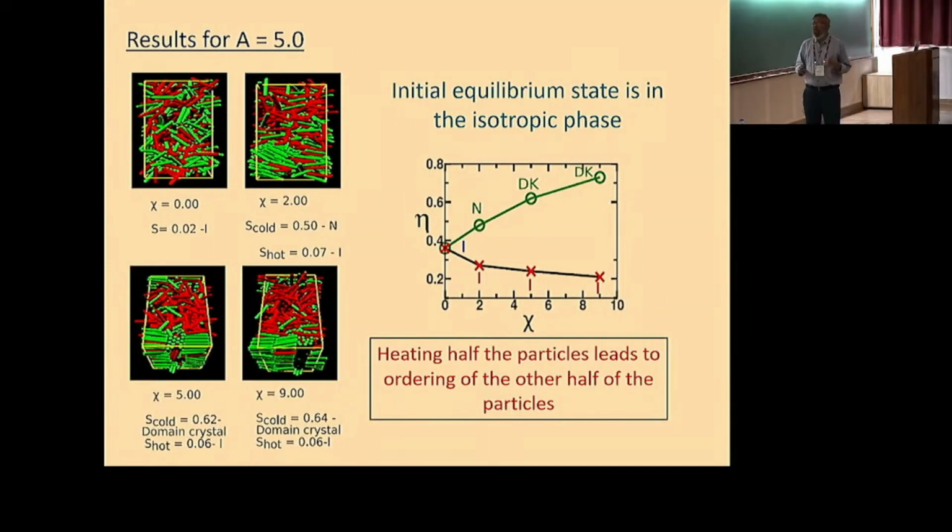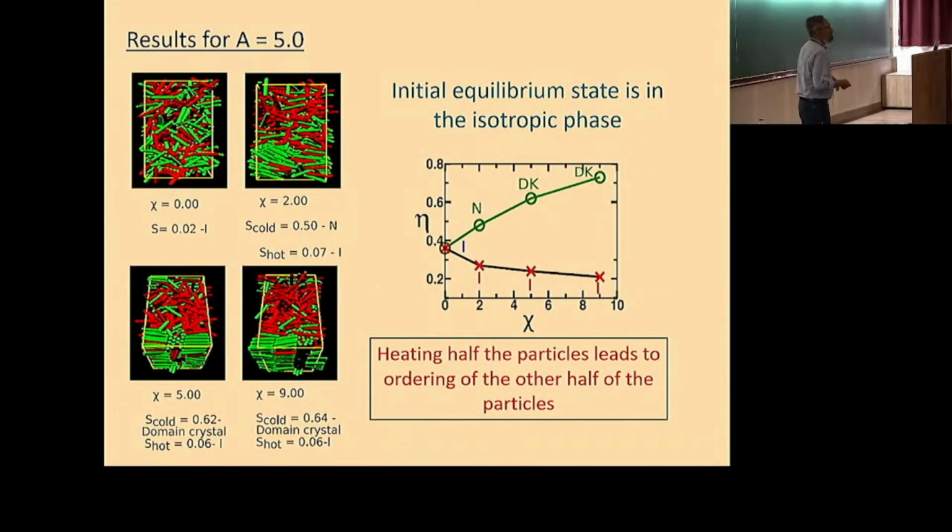So it's not very difficult to understand. What is happening here is that the hot particles in that region are expanding in volume, and the cold region is shrinking. So the local density, the local packing fraction, is increasing, and therefore one gets some kind of ordering. And as one goes in this direction, that effect increases, and one gets more and more ordered states.